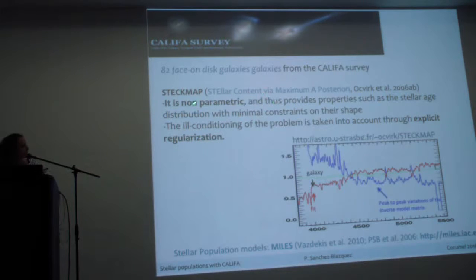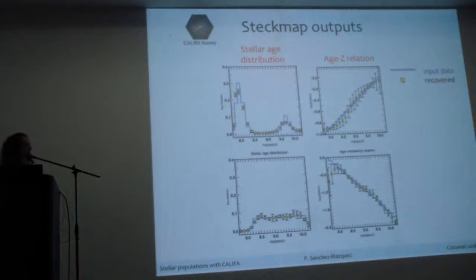So to do this, what I'm going to present here is just for a sample of 82 face-on galaxies using the CALIFA survey, although we are enlarging the sample now. And to measure star formation histories and the age-metallicity relationship, we use a stack map. I don't have time to describe the code, so you can ask me later if you want. But I'm going to show you a little bit how it works.